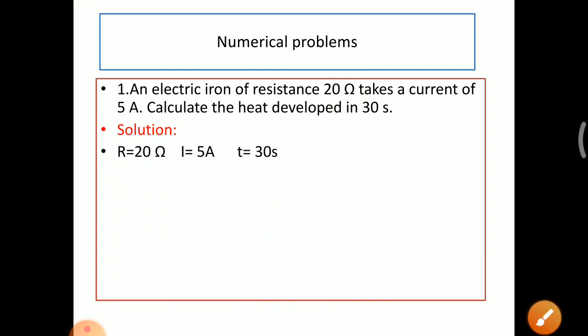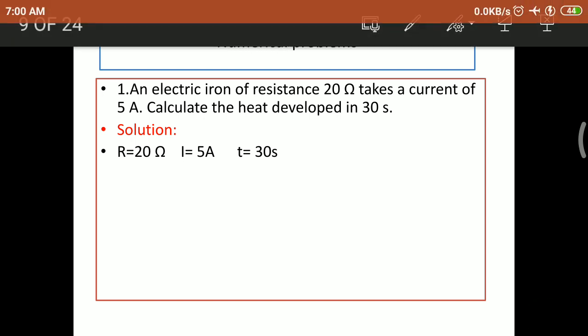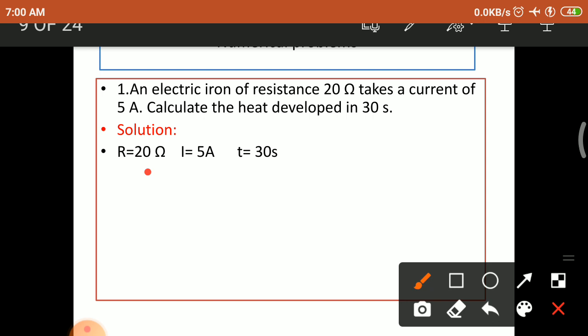Solution. Here R equal to 20 ohm, I equal to 5 ampere and T equal to 30 seconds. Check the unit. The unit of R is ohm, the unit of I is ampere, the unit of time is second.